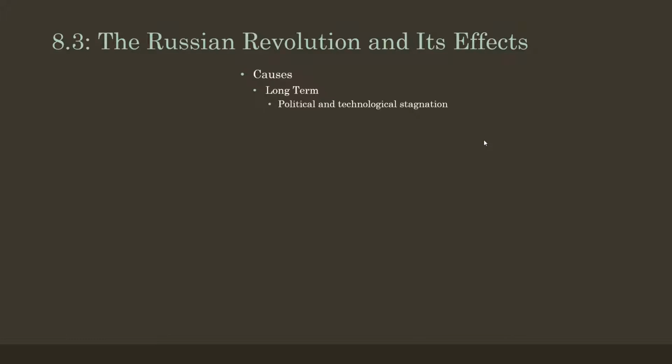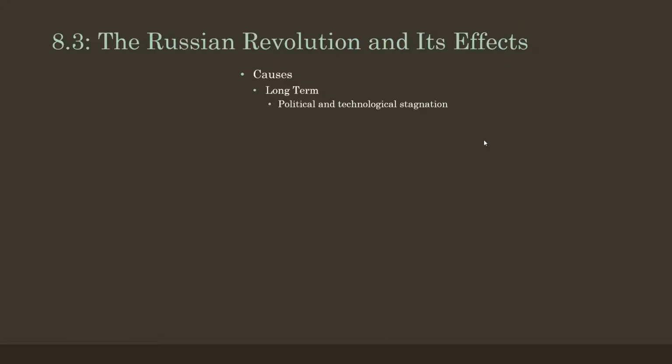Russia's got a lot of problems. Russia is a country that has really stagnated and is very far behind the West of Europe by the mid-19th century. It is trying its best. The czars are trying their best to pull Russia into the industrial age, but it is halting progress at best.